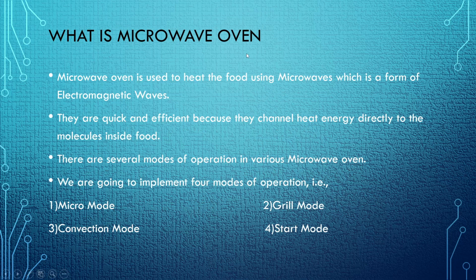Firstly, what is a microwave oven? A microwave oven is used to heat food using microwaves, which are a form of electromagnetic waves. They are quick and efficient because they channel heat energy directly to the molecules inside food. There are several modes of operation in various microwave ovens. We are going to implement 4 modes of operation. They are micro mode, grill mode, convection mode, and start mode.